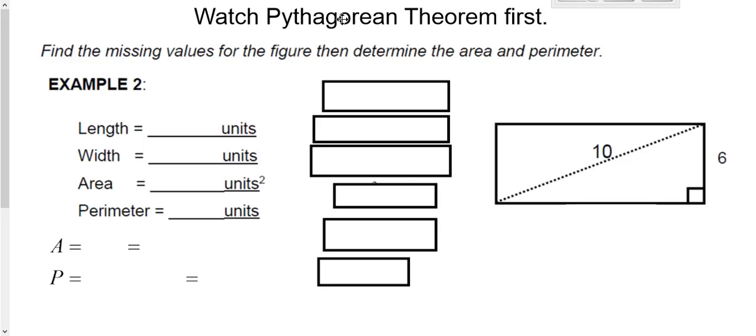Alright, hopefully you watched that Pythagorean theorem video first. Now we'll look at example 2 here in part 2 of the videos. You're going to find the missing value of the figure, then determine the area and the perimeter.